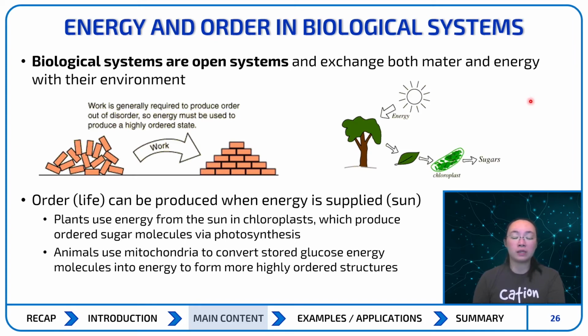With the second law of thermodynamics, the universe tends towards entropy, a higher state of disorder. Why is everything the opposite when we're looking at biological systems? We actually take things and make them more ordered. So the most important thing here is that for living systems, we take in a lot of energy. And so order or life can be produced when energy is supplied to us.